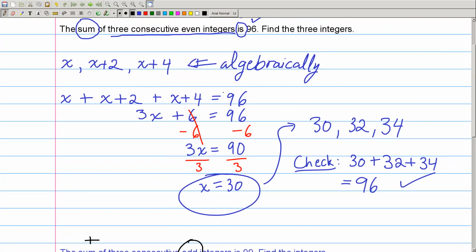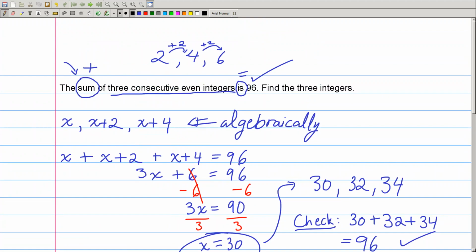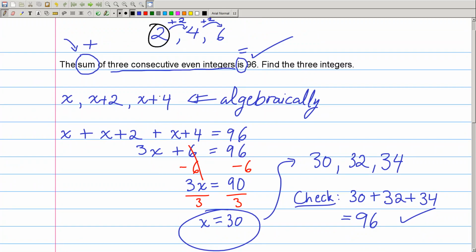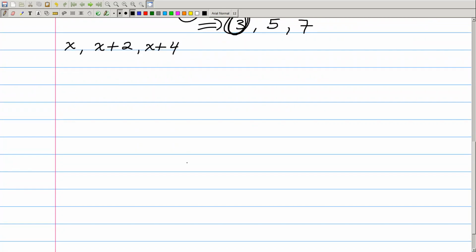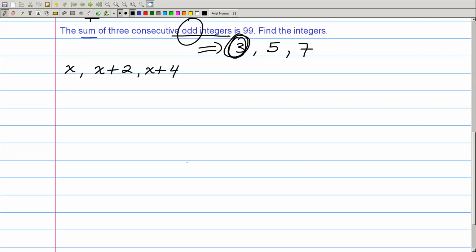The only difference is where I started from. In the previous example, I started with an even integer because it was a question about even integers. Here, I've got odd integers, so I better start with an odd integer. So if I find x, it better be odd. If it's not, I screwed up. Let's add these together, and the total should be 99. Here we go: x plus x plus 2 plus x plus 4 equals 99.